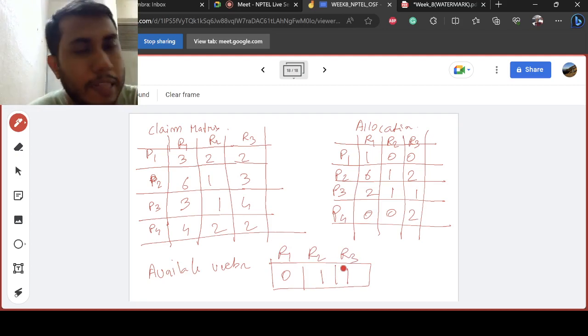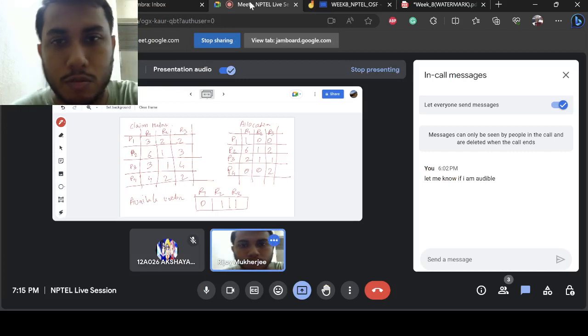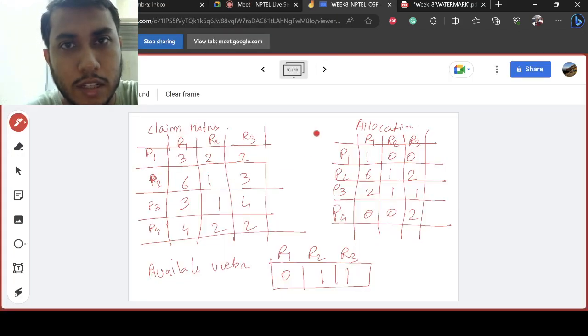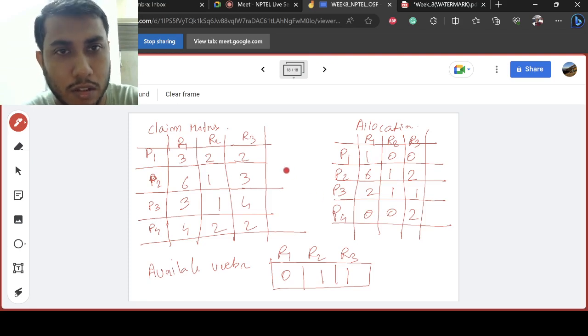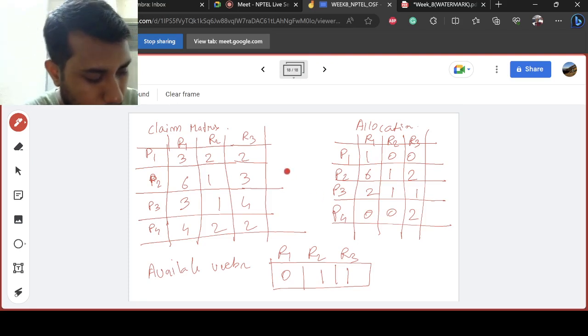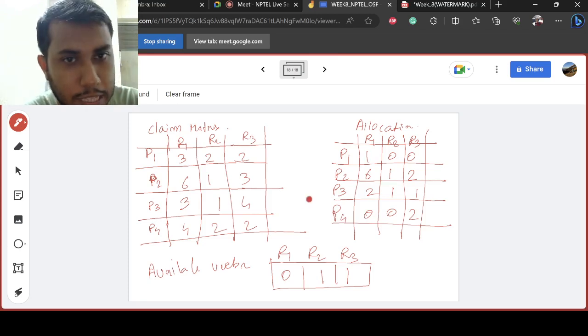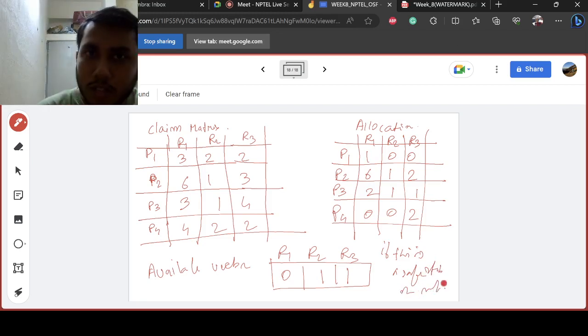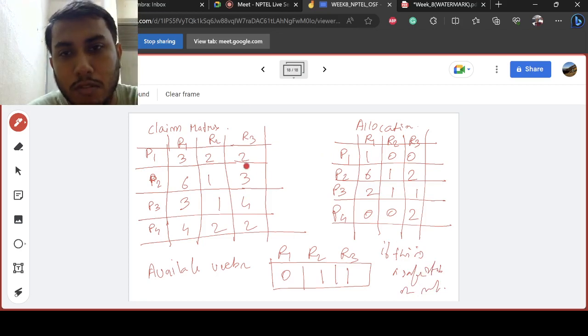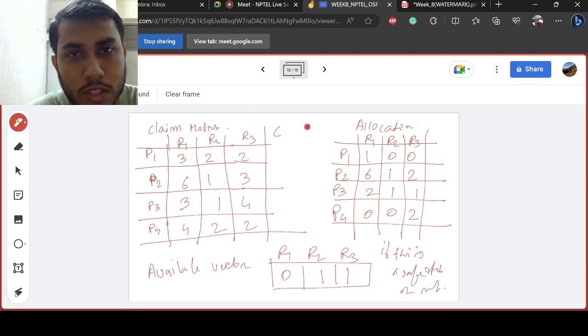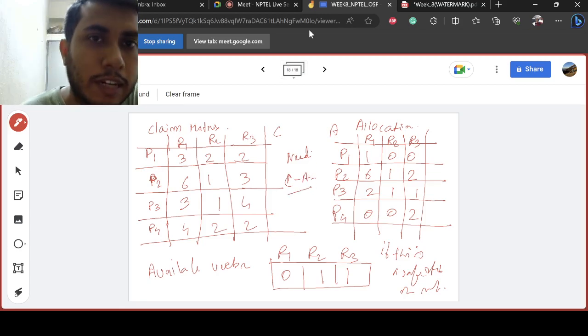Okay, so now we will apply the banker's algorithm to determine whether this is a safe state or not. First, let's call the claim matrix C and the allocation matrix A. We will find the need matrix, which will be C minus A.